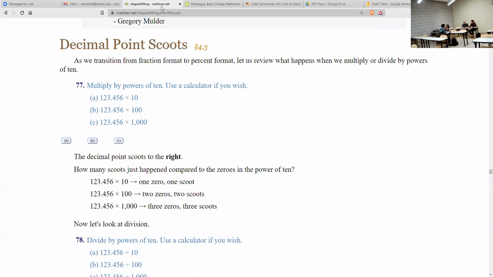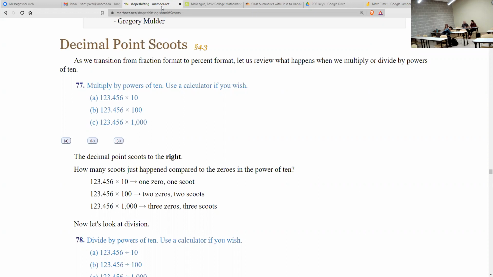If I multiply by 100, does that go left or right? Right. And how many? Two. If I do 1,000, right? By how many? Three. You can always test it on a calculator. So the rule is that when I'm multiplying by these powers of 10, 100, 1,000, and so on, then I always go to the right because I'm making it bigger. And however many zeros, that's how many scoots I go.